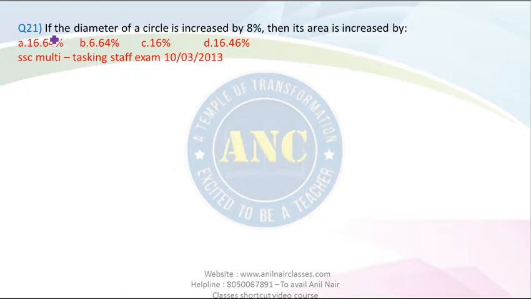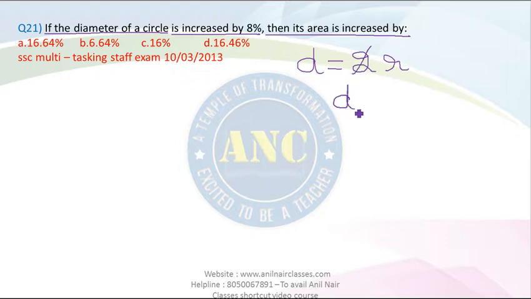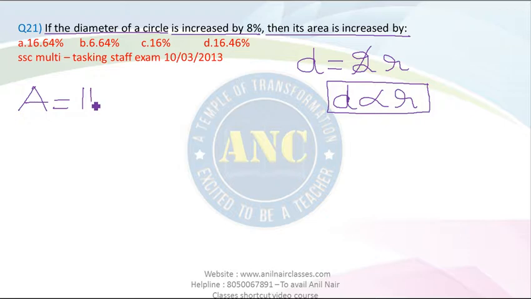Question number 21. If the diameter of a circle is increased by 8%, then its area is increased by what percent? Now first of all, diameter is 2 times the radius, correct, right? Ignore this constant. That means diameter is directly proportional to radius. That means if the diameter is increased by 8%, radius also increases by 8%, because they are directly proportional to each other. Area of the circle is pi into r into r. Ignore this pi.